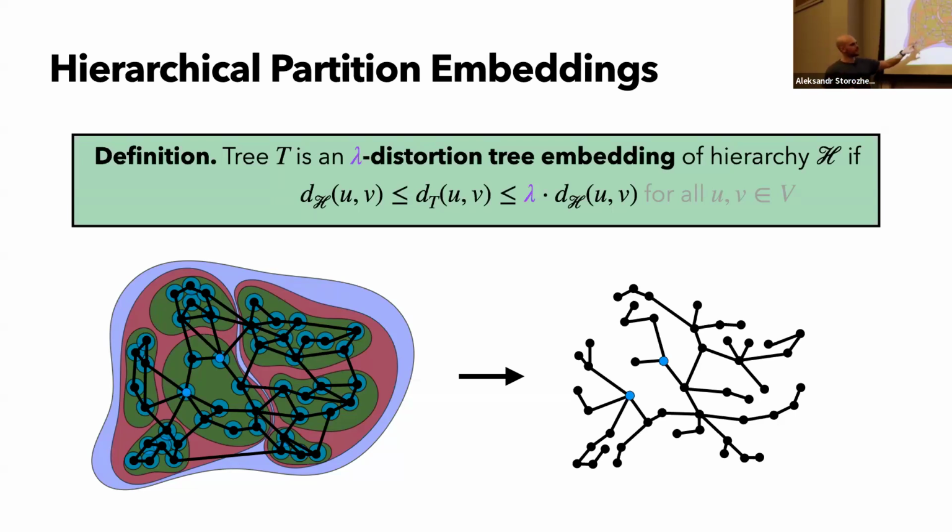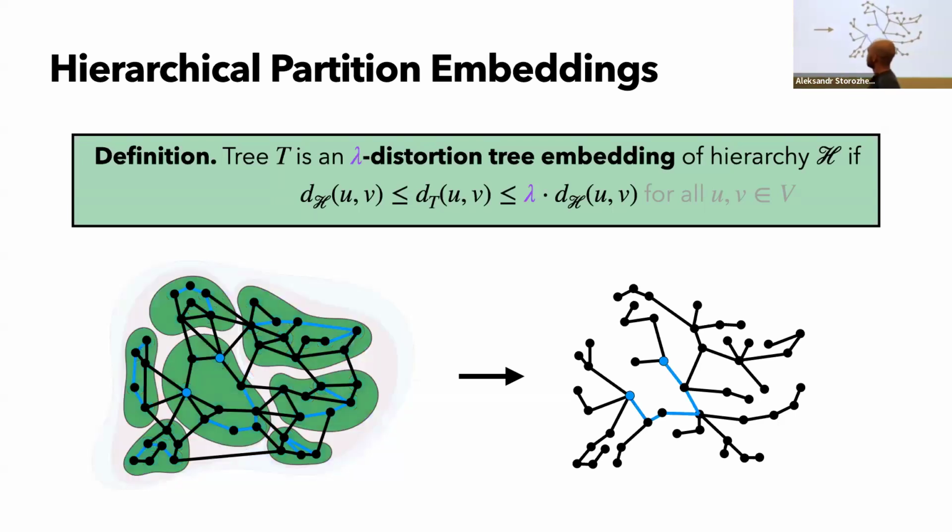So the picture here is like you have two vertices that you're interested in. Here they are in the hierarchy, here they are in the tree. And what you want is if you measure their distances according to the hierarchy, that should be essentially the same as their distances according to the tree up to this lambda factor. Okay. This is the sense in which we can hope for a tree that approximates the distances of the hierarchy. Is that clear? This is actually a very important definition.